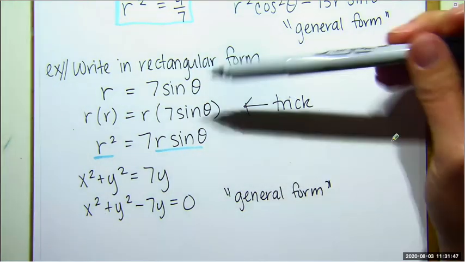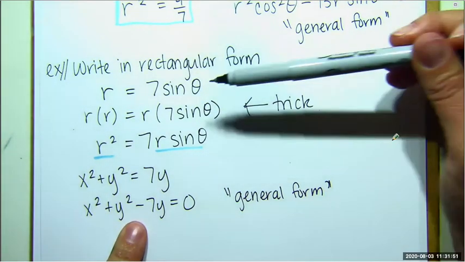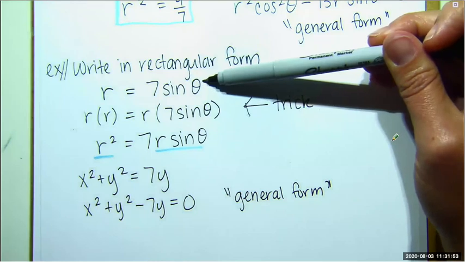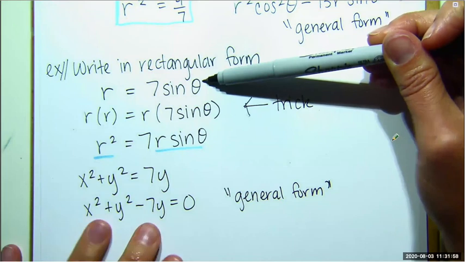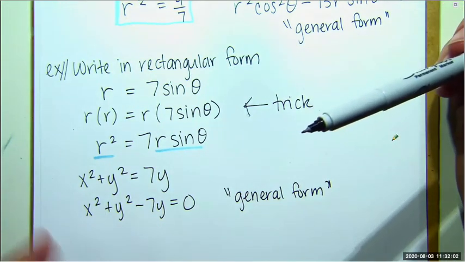Okay, so if we look at these two equations, it might be beneficial to write it in rectangular form, right? If we're not comfortable in polar form, this r is equal to 7 sine of theta, if we were asked to graph this, this would be really tricky for us. Down here, we could graph this. This ends up being, I believe, an ellipse, right? We can work on that.